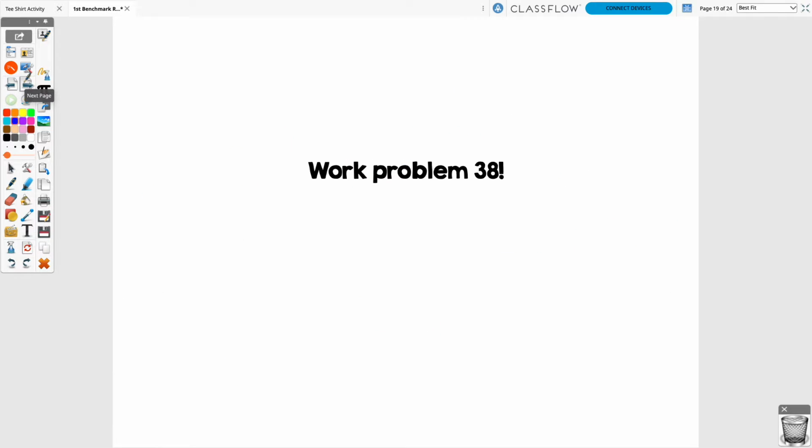All right, now we're going to take a couple minutes just to work problem 38. So it has parts A and B, and you've got to figure out some stuff from that table to be able to work it. I'm actually going to put 4 minutes on the timer, since that gives you 2 minutes for each part on this one.